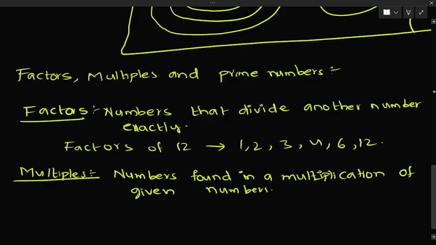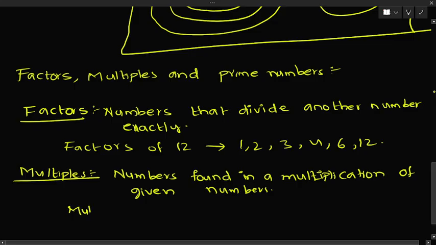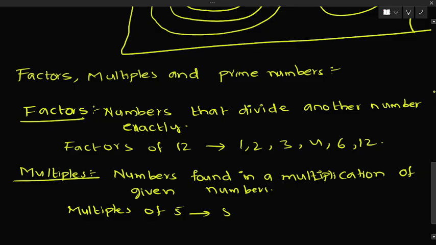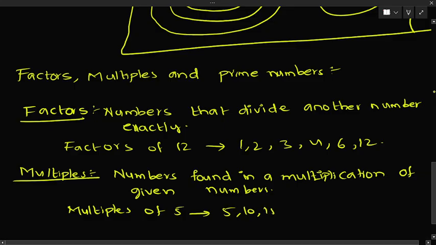So let us conclude this with an example. For example, multiples of 5. What are the multiples of 5? 5, 10, 15, 20, etc. and goes on.